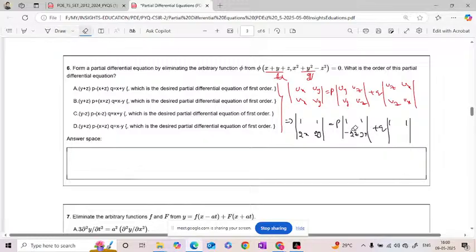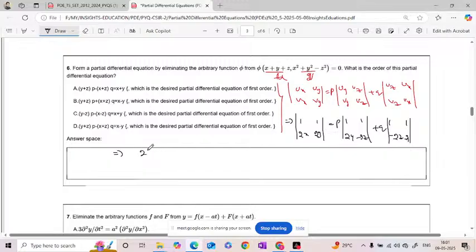Okay, so it is 2y, minus 2z and 2x. After finding the determinant of these three matrices, 2y minus 2x, first one, p into minus 2z minus 2y, plus q into 2x plus 2z.